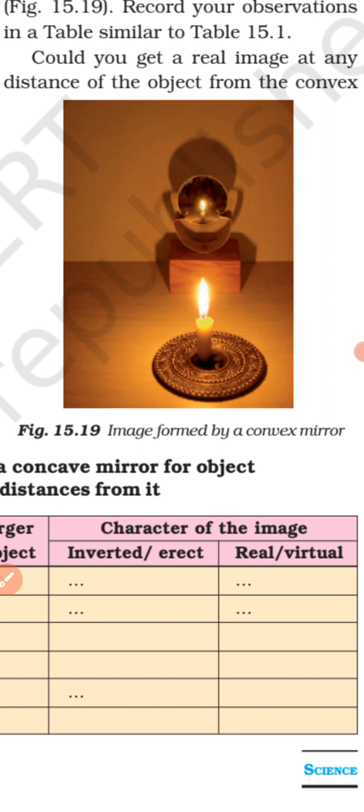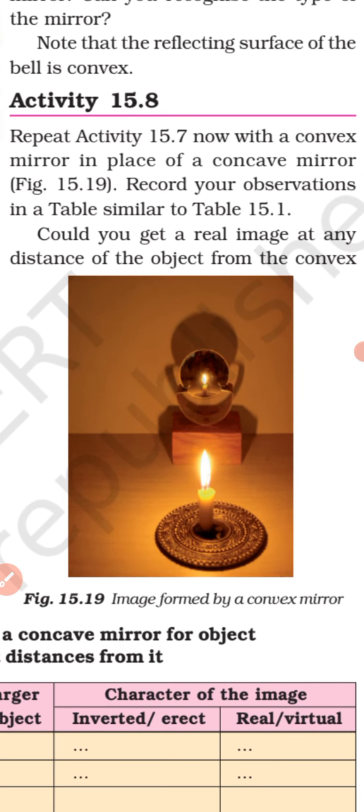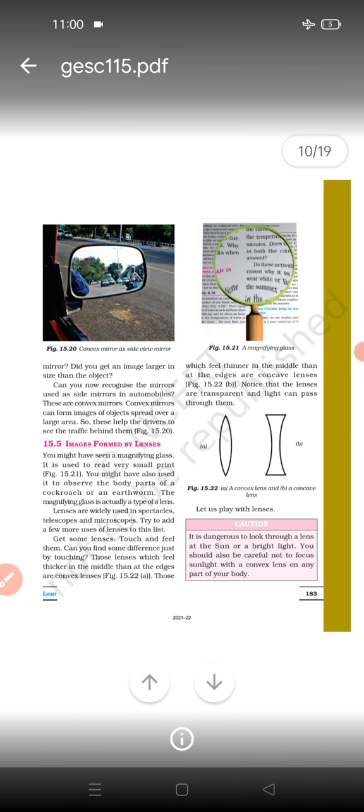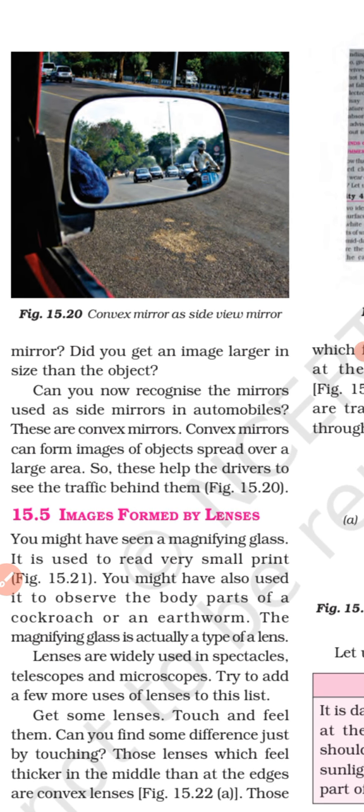Remember, whenever the object is placed at a distance, close or farther apart from the convex mirror, the convex mirror always forms a virtual image, an erect image, and it is smaller than the object. Clear? So could you get a real image at any distance of the object from the convex mirror? No, you will get only a virtual image. Did you get an image larger in size than the object? No, we will get an image which is smaller than the object.